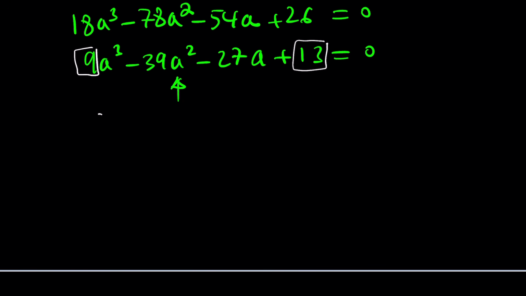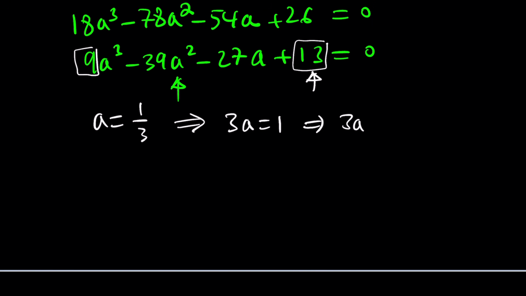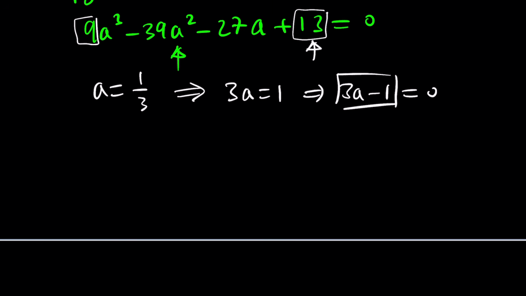After some trial and error, you're going to realize that this can be factored, as a equals 1/3 is a solution. That comes from the fact that 1 is a factor of 13 and 3 is a factor of 9. So it fits the pattern. But this is important. If a equals 1/3 is a solution, this means that 3a is equal to 1, or 3a minus 1 is equal to 0. In other words, 3a minus 1 is going to be one of the factors. Of course, once you know one of the factors, the other one is fairly easy to find.